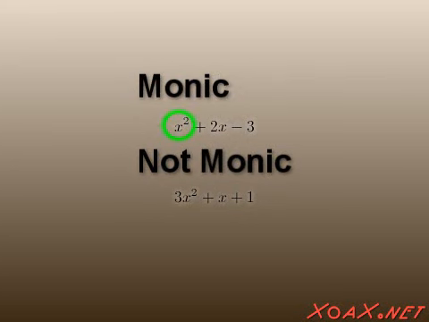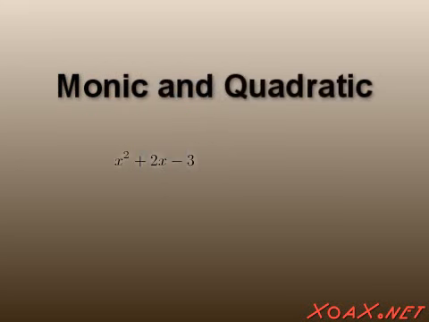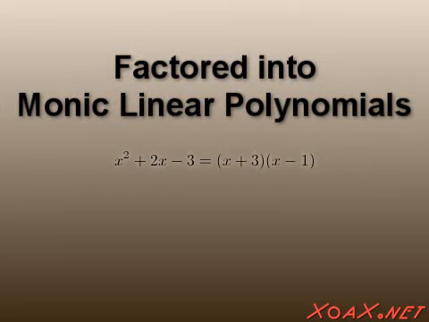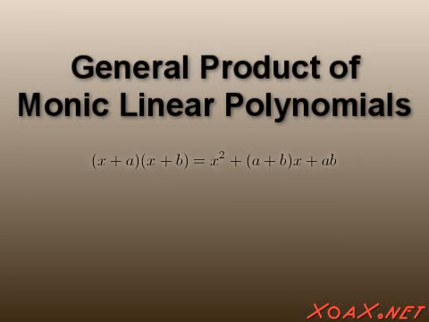Polynomials that have 1 as the coefficient of their highest degree term are called monic. So this polynomial is both monic and a quadratic. An interesting thing about monic polynomials is that they can be factored into monic linear factors. For example, x squared plus 2x minus 3 can be factored into x plus 3 times x minus 1, which are both linear and monic. It is easy to check that this formula holds for quadratic polynomials in x, where a and b are constants.